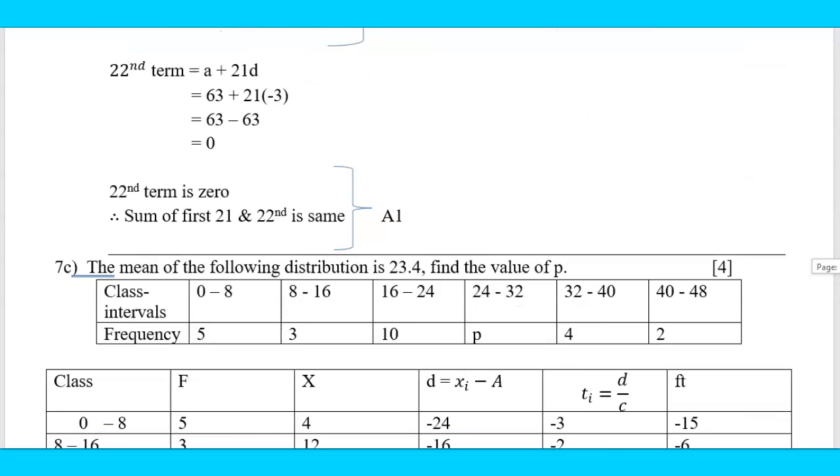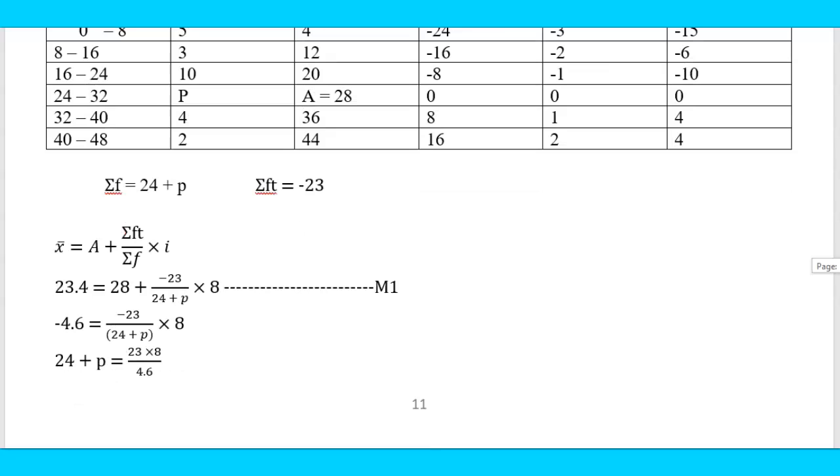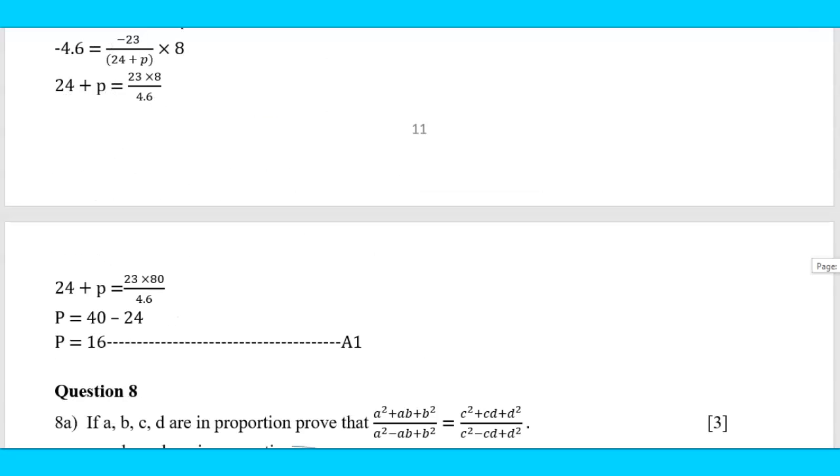After that you have to substitute in the formula, whatever formula you have used. I have used the step deviation method. So if you substitute correctly in the formula, you will get 1 mark. And after that, getting the value of p, it should be a whole number, isn't it? Frequency cannot be a fraction. So p should come as 16, then 1 mark.